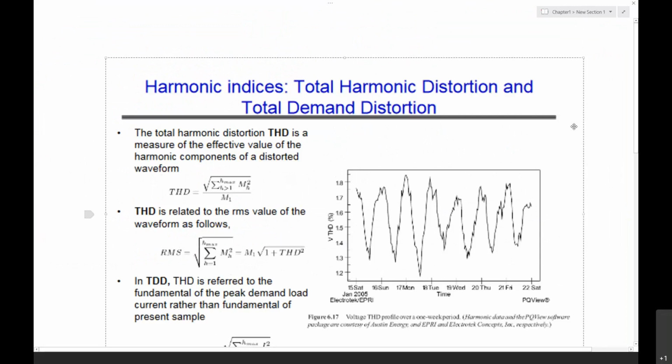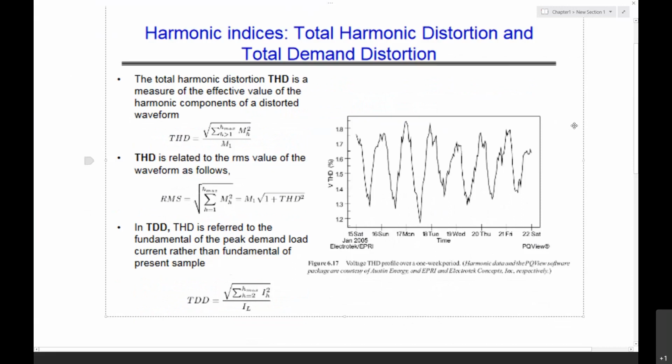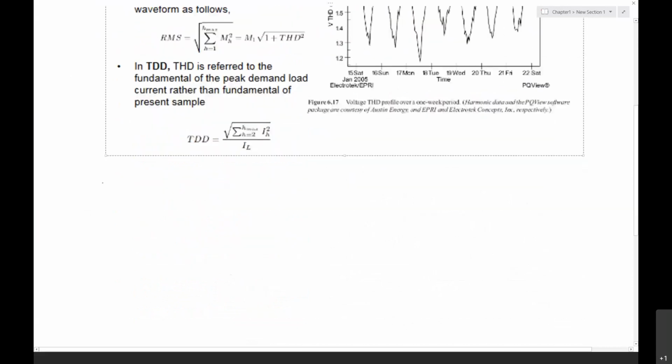In the last class, we have seen harmonics versus transients, and then discussed the harmonic phase sequence and triplen harmonics. And I also discussed the harmonic indices with respect to total harmonic distortion. Okay, you are aware of the total harmonic distortion.